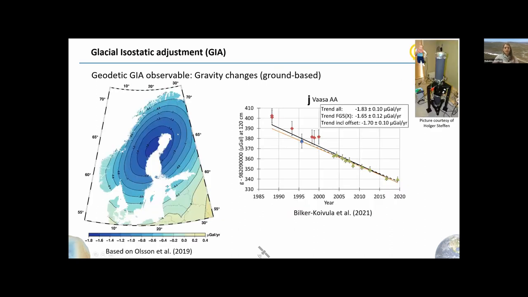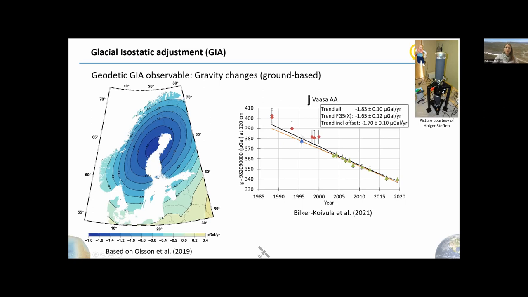We see a similar signal when we use current data. For example, for these data sets, absolute gravity data were obtained for several years. So we have here a time series for station Vasa, which is about here in Finland. And absolute gravity was measured several times over several years. You see a long time span from before 1990 until 2020.